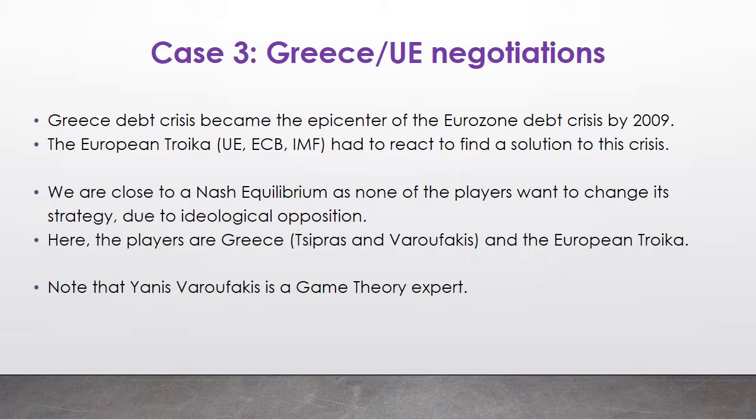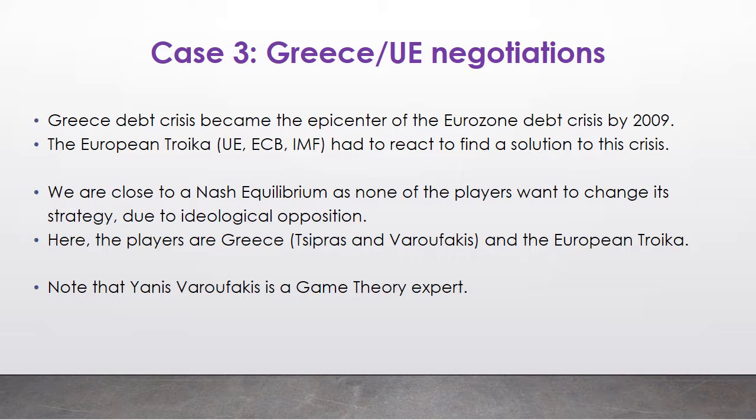Over the past years, the inefficient public administration, tax evasion, and costly welfare system are the main factors of the crisis. We think that an equilibrium exists in this case, where no one is willing to benefit their opponents by changing their strategies. The players here are the current Prime Minister Alexis Tsipras and Yanis Varoufakis of Greece, and the troika: the EU, ECB, and IMF.